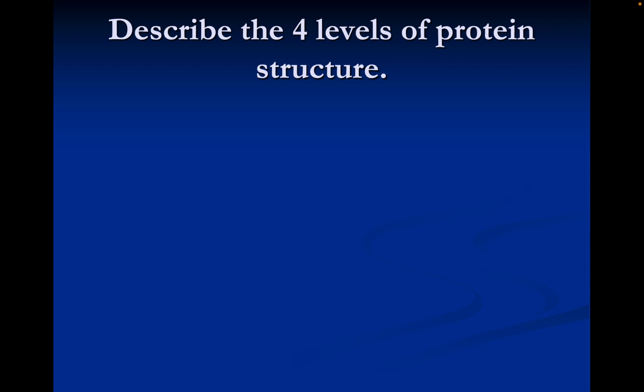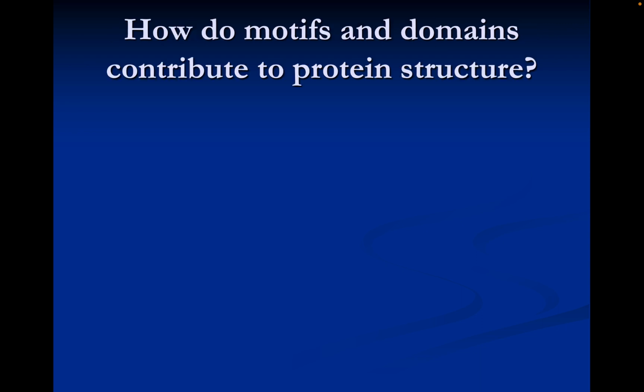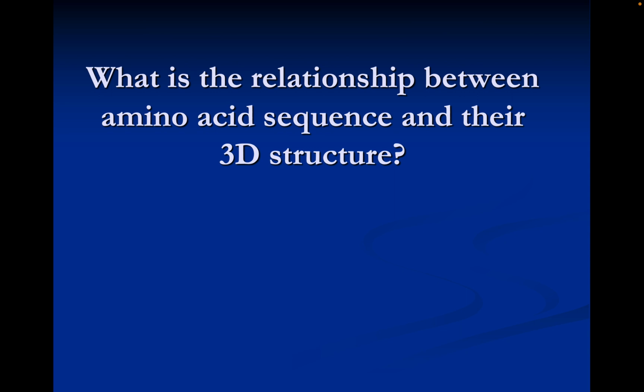All right, so take a moment while it's fresh in your mind. Describe the 4 levels of protein structure in your own words. All right, let's skip this question about motifs and domains. All right, what's the relationship between amino acid sequence and their 3-dimensional structure? So if you were to change the primary structure, right, the order of amino acids, would it impact their 3-dimensional structure at all? Yes or no, and why?